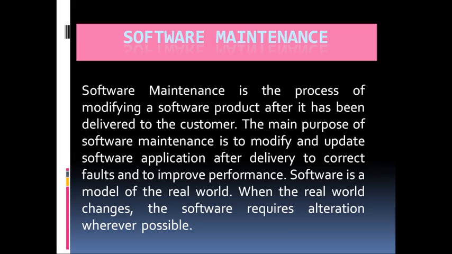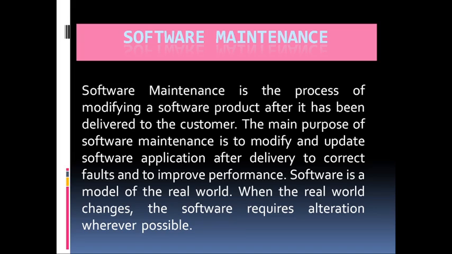Now, one of the phases in the software development life cycle is software maintenance. Software maintenance is the process of modifying a software product after it has been delivered to the customer. Whenever we make a software, it is made according to the necessity of the customer, and after the software has been delivered to the customer, it becomes necessary to modify it as the customer demands.